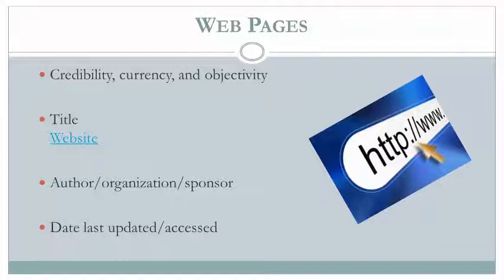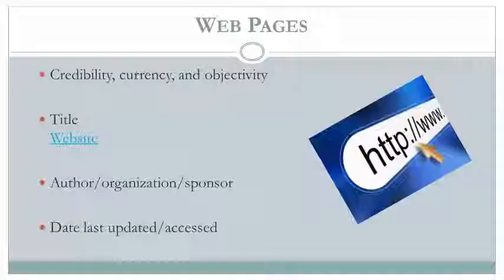Other times it's not going to be as clear. You might need to look around a little bit on the website. Maybe you find who we are or who are we, something like that on the main page of that website that gives you a little bit more information about who is responsible for this website. So date last updated or date last accessed, you're only going to put one date down. Date last updated tells us when the author, organization, or sponsor put this information on the website.